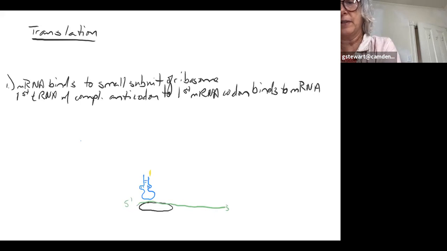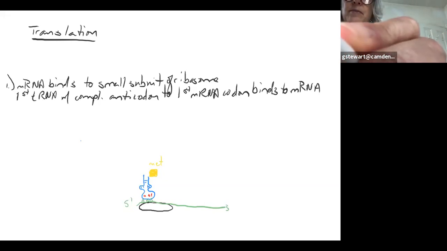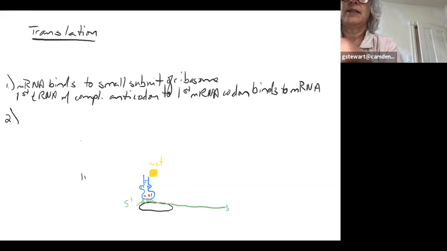Here's the amino acid that's attached to it. It's already attached. That happens someplace else, right? So it has to have the correct anticodon. In most cells, this first codon on the message is always AUG. So the complementary anticodon is going to be UAC, and this first amino acid is almost always methionine, MET. So this is the drawing for step 1 and step 2.